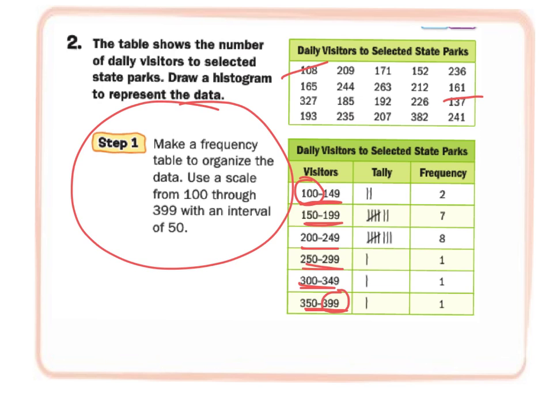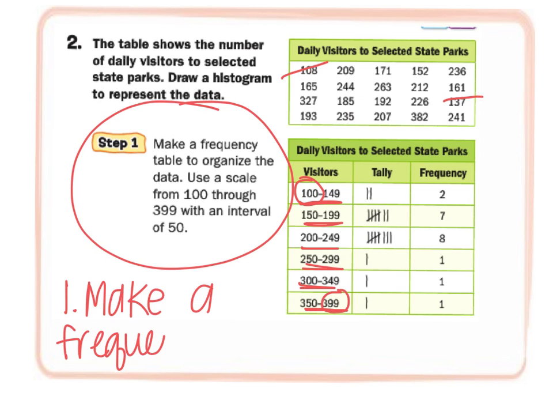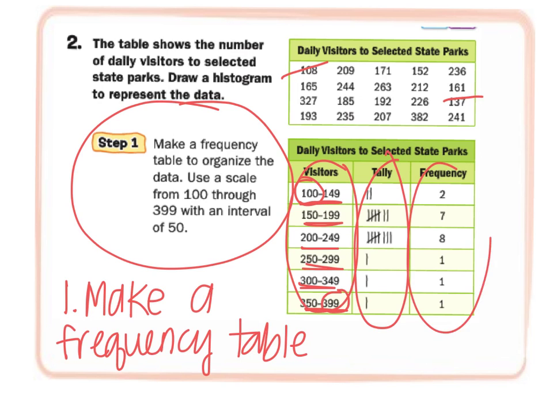137. Okay, so that's where they got their 2. And then you'd keep going. So you'd make this table first. That's your first step, so you might want to write this down. Number 1 is to make a frequency table. And that's just to get everything organized first. And you have to make your intervals, your tallies, and then how many are in each interval.